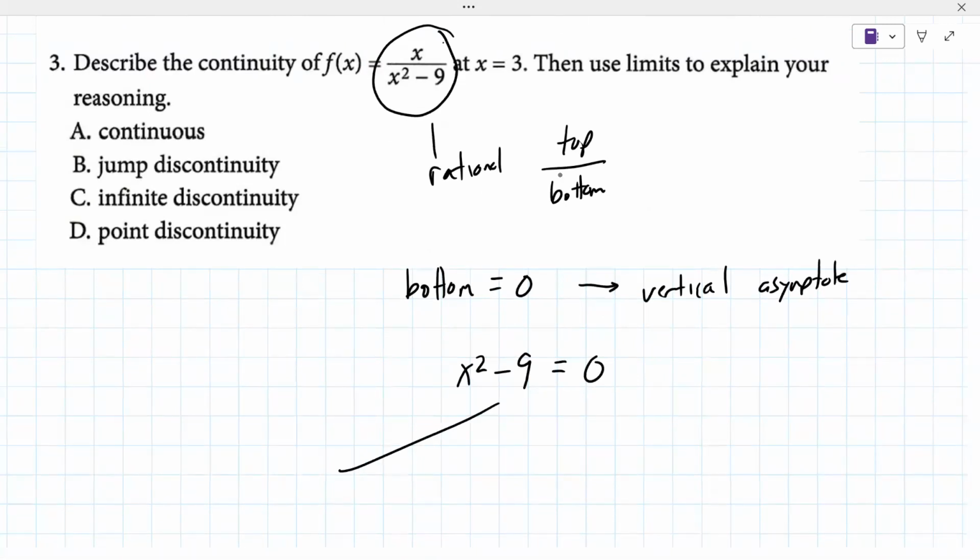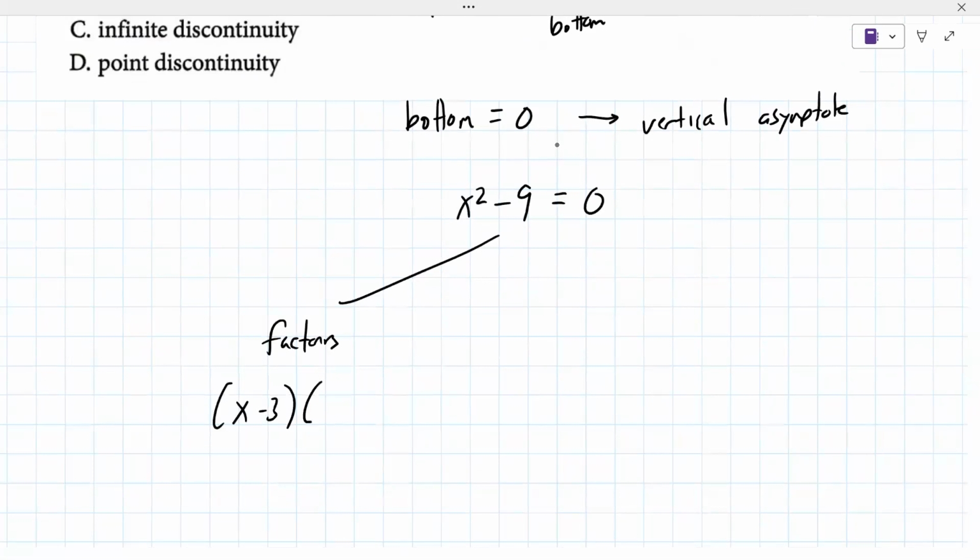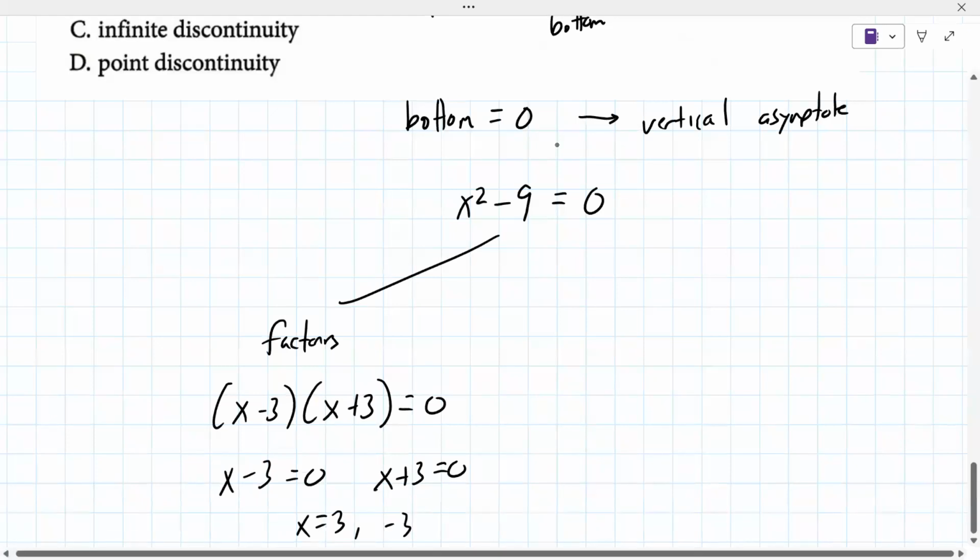So the factoring approach, let's just look at that. This is difference of squares, so it becomes x minus 3, x plus 3 equal to 0. You set both of those equal to 0. X equals 3 and negative 3.